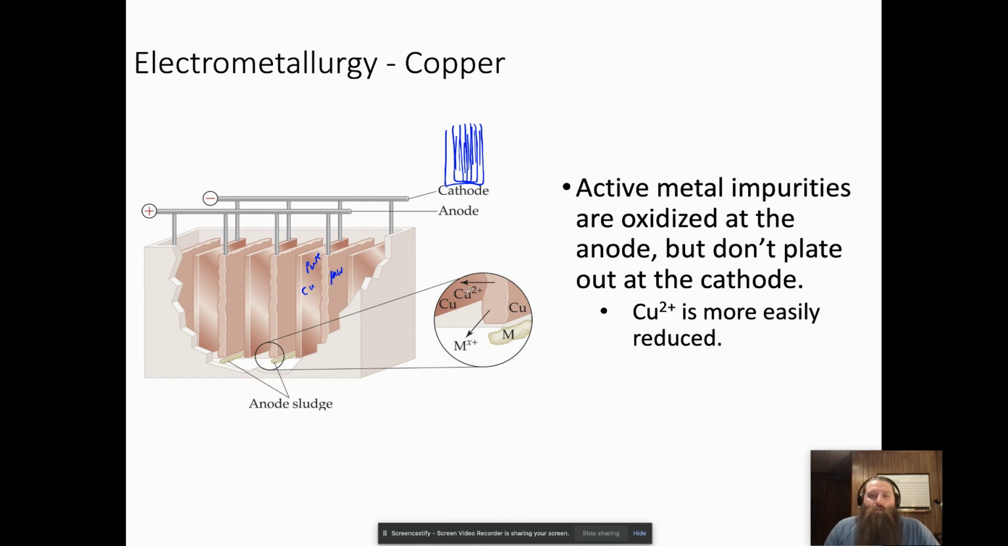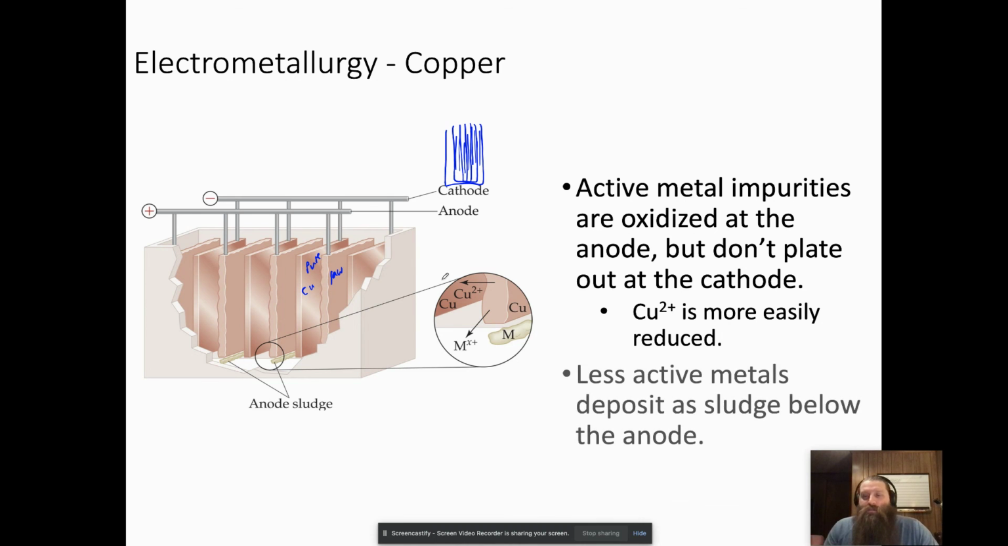Now, this has something just a little bit to do with the activity series, so you might want to brush up on that before we get to electrochemistry. All right, but for now, all that you really need to know is that copper is more easily reduced, and so it plates out, but the less active metals are going to deposit as a sludge down at the bottom. Now, those less active metals can be purified and used as well, so there's I guess a positive to this electrometallurgy there.